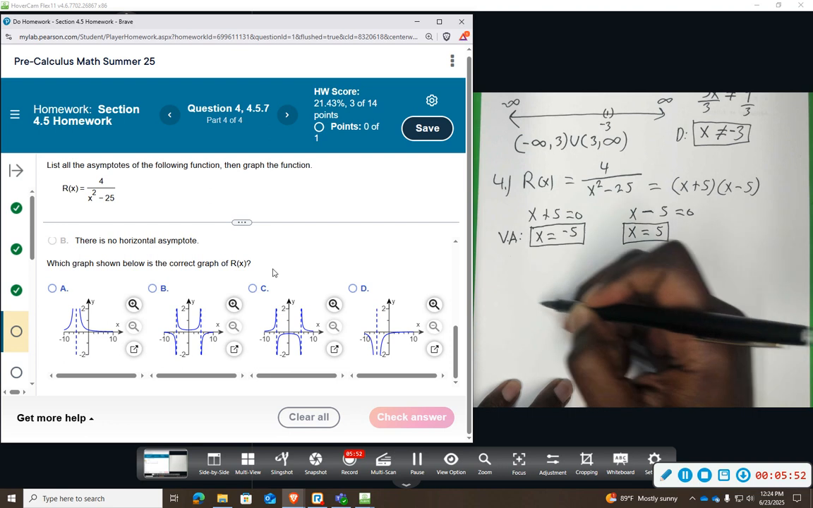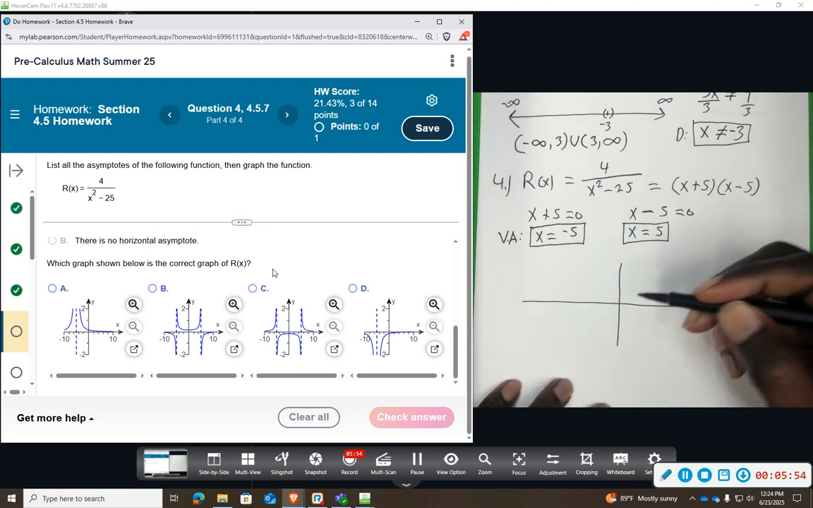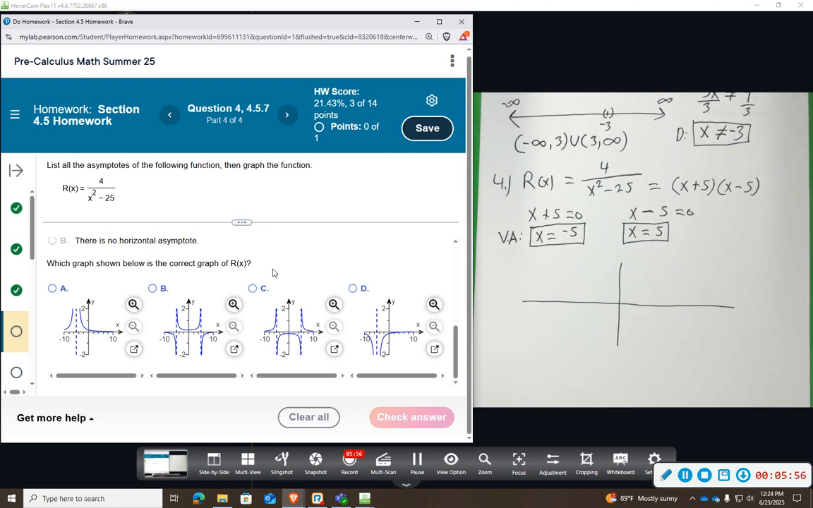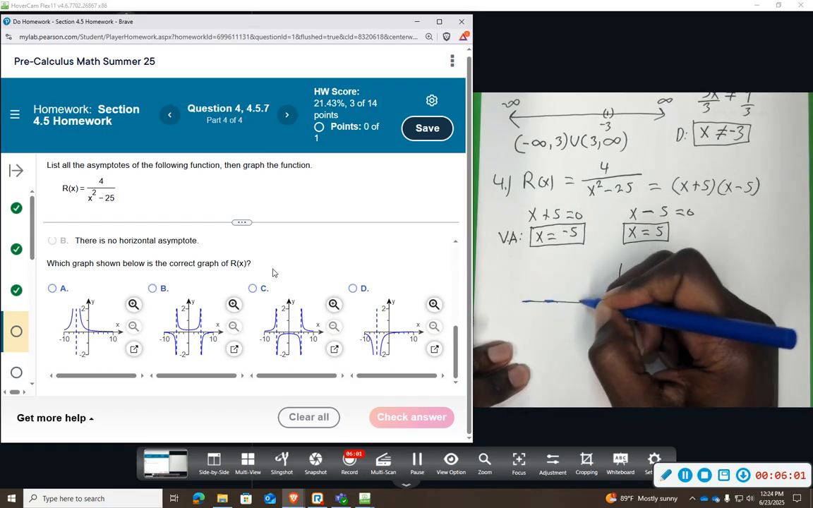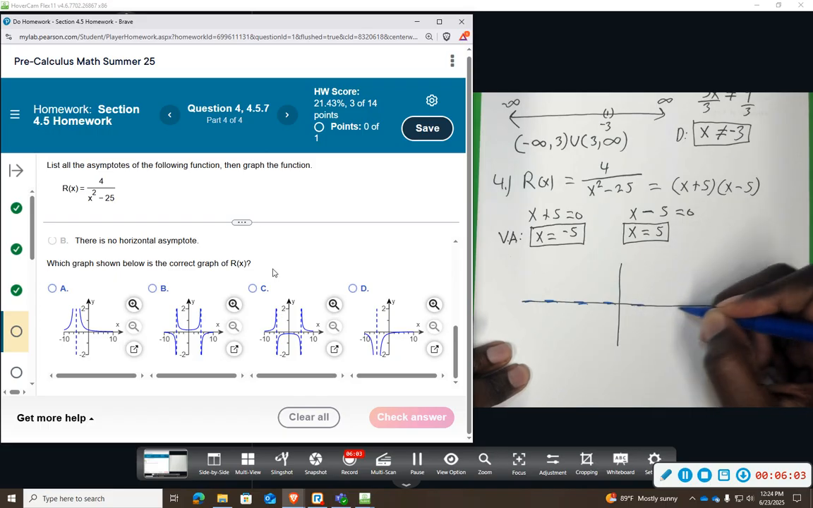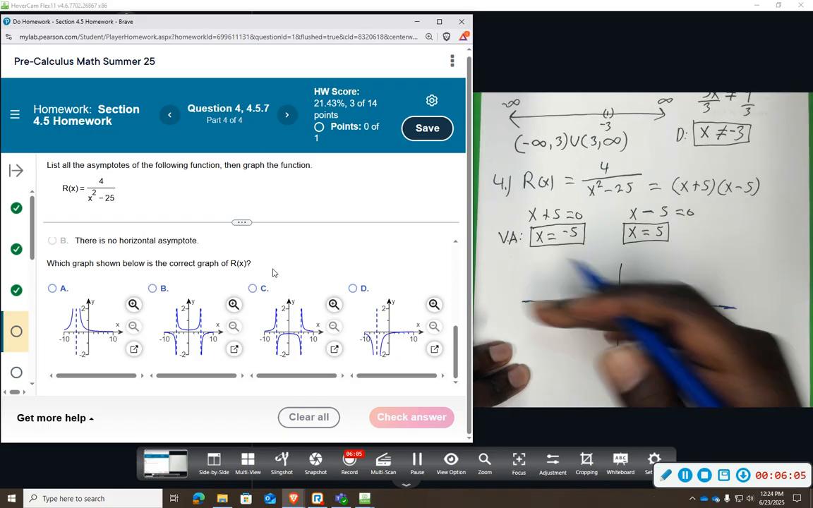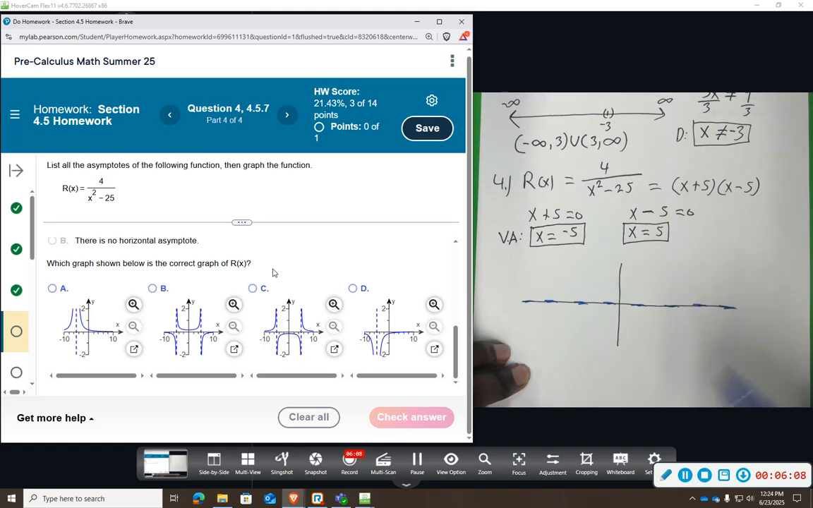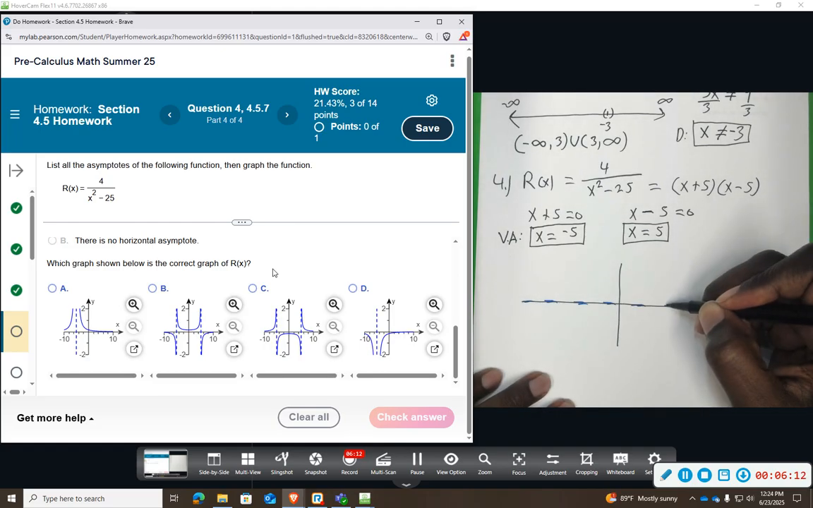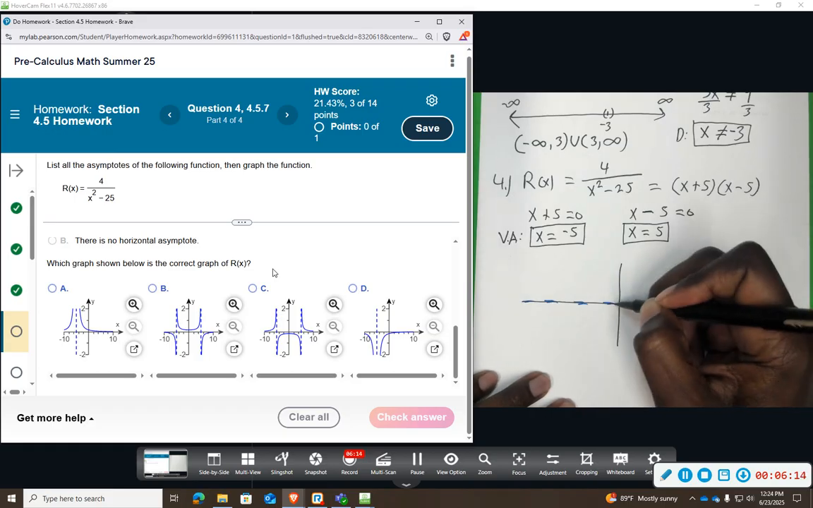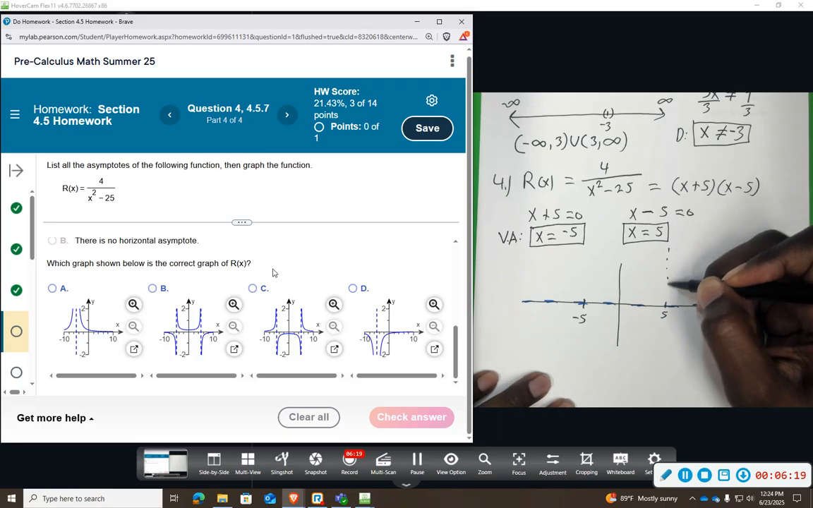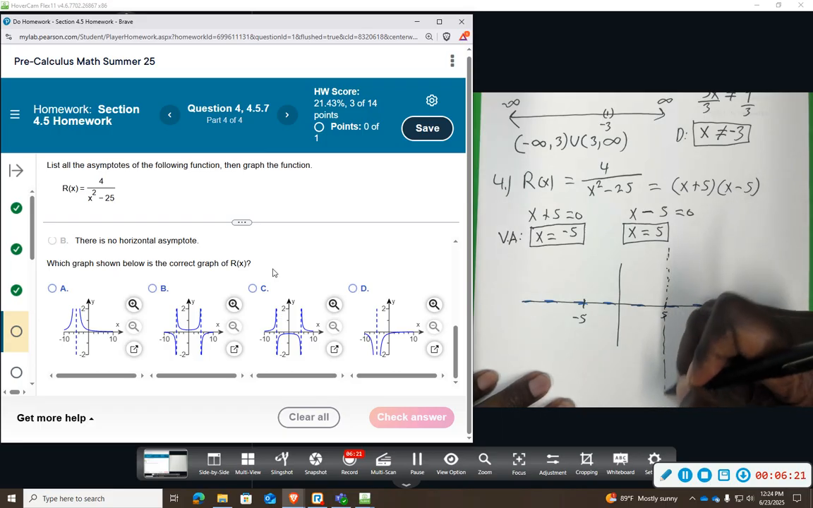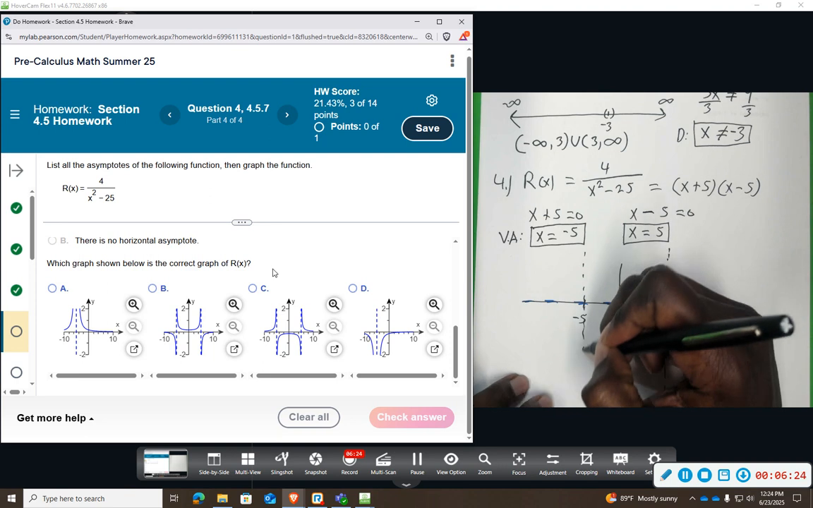I'm going to draw an X and Y axis grid. Now what we would notice, and you won't see it on the graph, is that there's an asymptote here. That is y equals 0. So the graph will not cross the x-axis. Then let's say that this is x equals 5. Let's say that this is x equals -5.